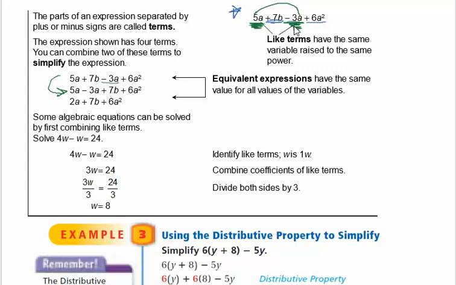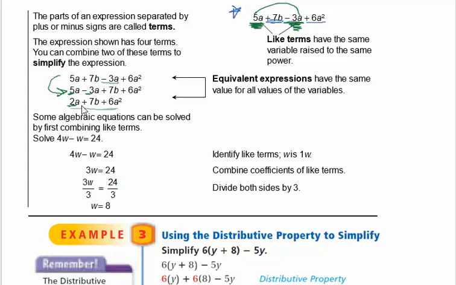So to combine them, all you do is combine the numbers in front. So 5 minus 3 is 2, so I would write 2, and then you put the exact same variable that you had before. So this 5a minus 3a is 2a. The 7b does not have a like term, so you would just write that after it, plus 7b. And the 6a squared did not have any other like term, so you just write plus 6a squared.